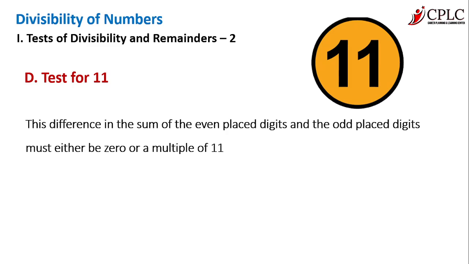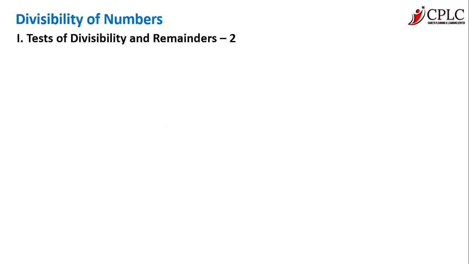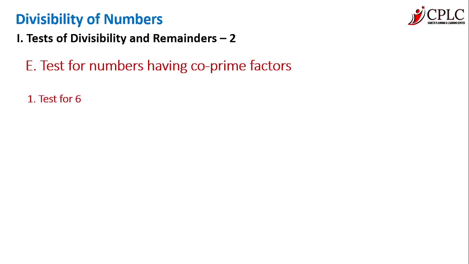Then similarly, there are certain numbers which do not have their own divisibility test. So one of them is the test for numbers having co-prime factors. Let's say we want to verify if a number is divisible by 6 or not, for example. 6 doesn't have its own divisibility test, so we have to figure out the co-prime factors of 6, which are 2 and 3, and if the number is divisible by 2 and 3 both, then we can say that it is also divisible by 6.